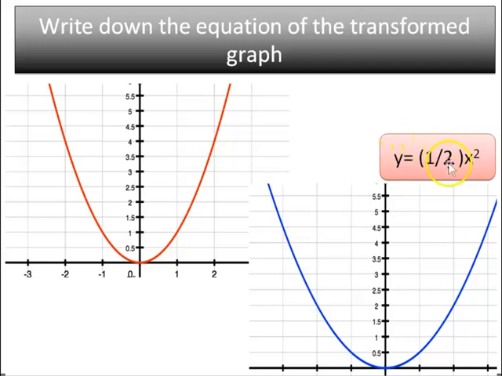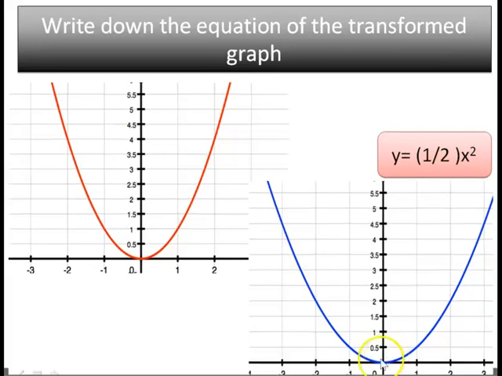Here we have y is equal to a half x squared. So notice that the minimum point is still the exact same, but we have a stretch this time. Focusing in on any of the points, let's say we focus in on 1, 1. Our x value of 1 now lines up with 0.5 on the y-axis. So it was 1, 1 in our original function, our red curve, and now it's 1, 0.5.